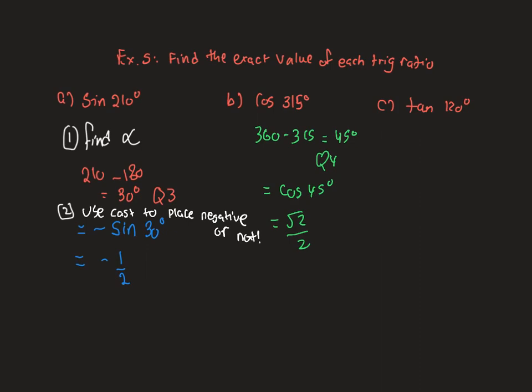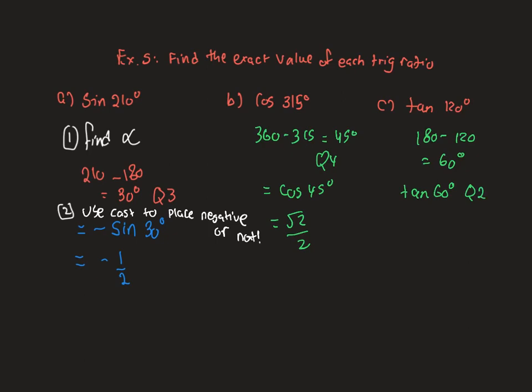And you're done. And part C. So in part C, you got tangent. So what are we working with here? We got tangent, so let's go our first step again. So we're going to do 180 minus 120, which is going to give you 60 degrees. So you're going to be left over here with tangent of 60 degrees in quadrant 2.